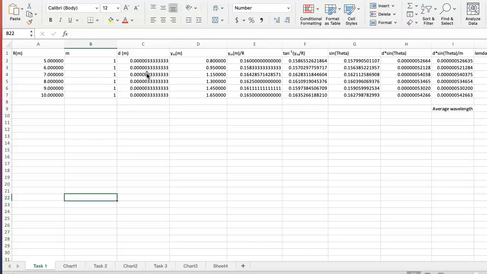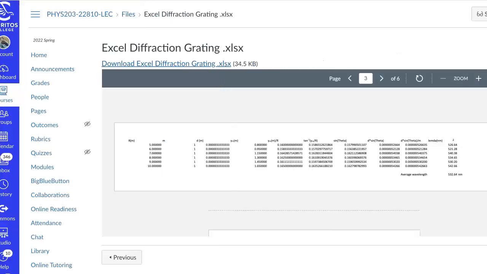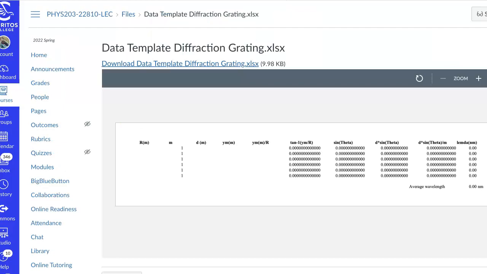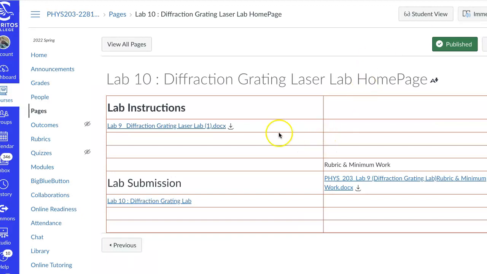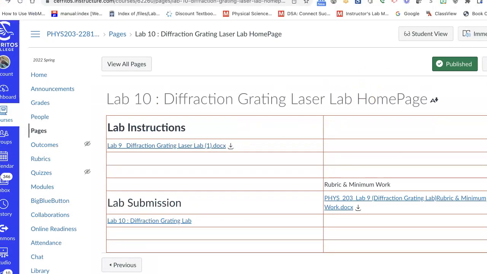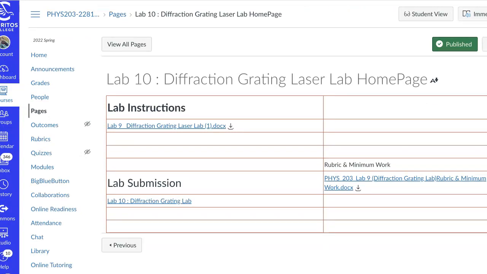Now, we are going to study the diffraction pattern and the diffraction equations using a diffraction grating, and we're going to study different parameters. Let me see here. Okay, let me close this, and here what you can see is my home page for this lab. This is the instructions, this is the submission, and this is the rubric.